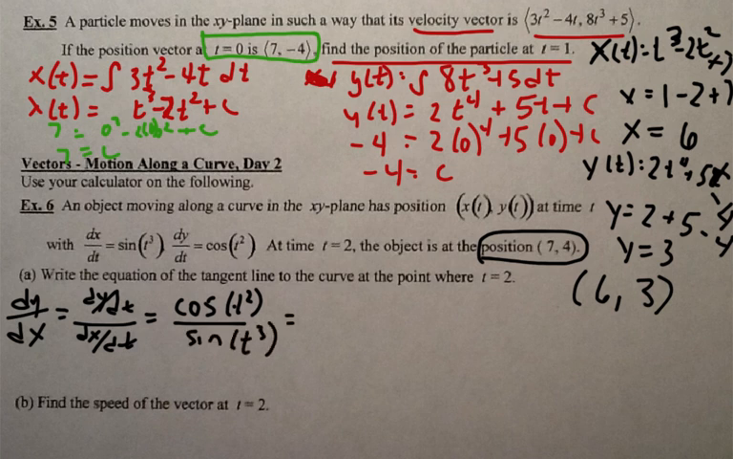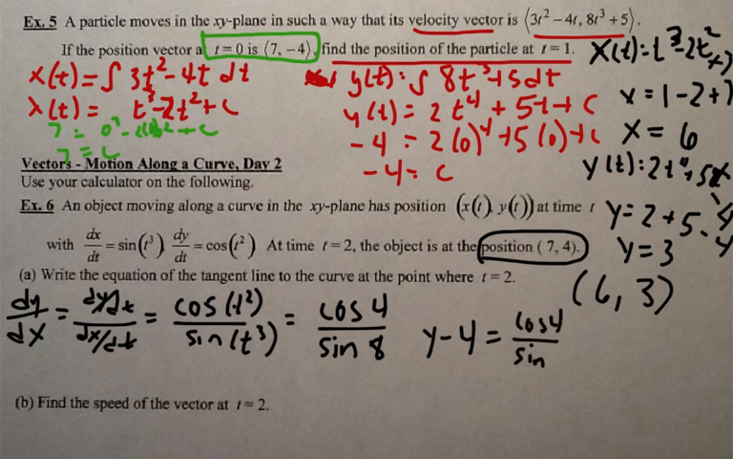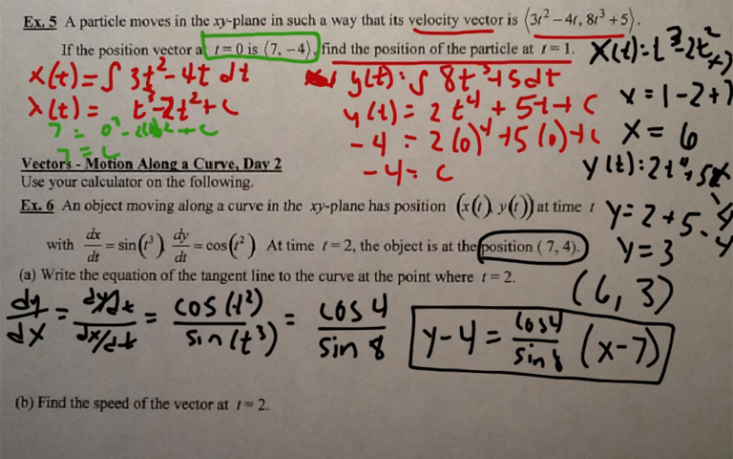And what am I going to plug in for those times? Well, since I'm using the position 7, 4, that occurs at time t equals 2, so I'm going to plug in my 2. So it's going to be cosine of 4 over sine of 8, 2 to the 3rd power. So my tangent line equation will be y minus 4 equals the cosine of 4 over the sine of 8 times x minus 7. And no, we didn't really need a calculator to get that exact answer.